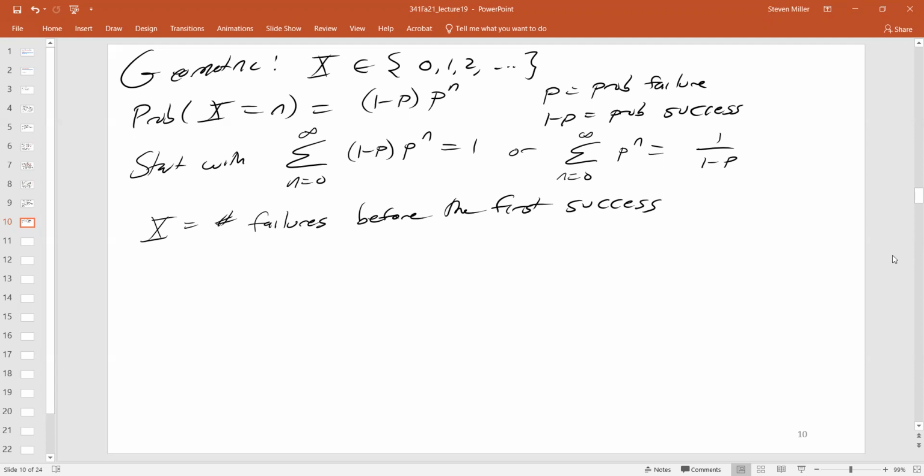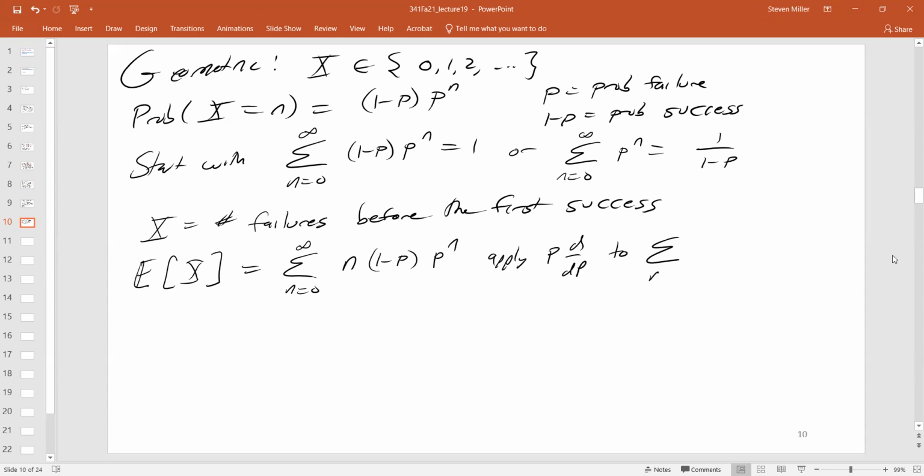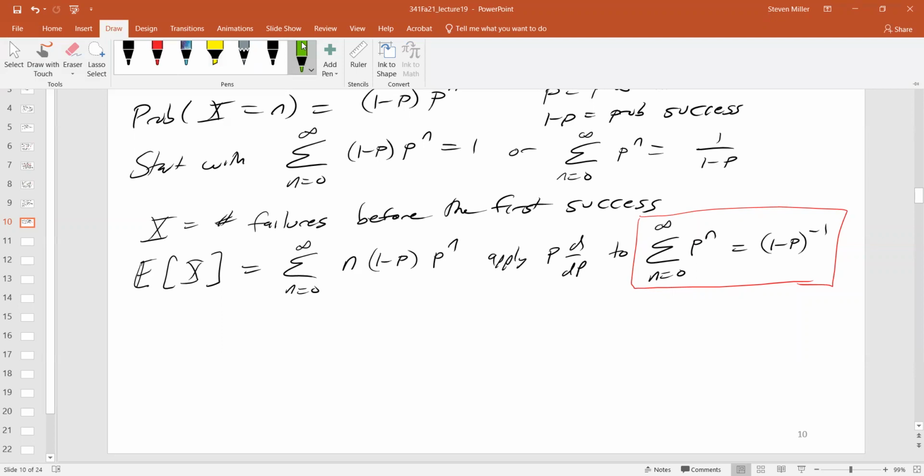All right, so what we want to do is we want to calculate the expected value of x, which is going to just be the sum, n goes from 0 to infinity of n times 1 minus p, p to the n. And what we're going to do is we apply p d by dp to the sum n goes from 0 to infinity of p to the n equals 1 minus p inverse. This is going to be the identity that we start with. And over here, this is going to be the operator that we apply.